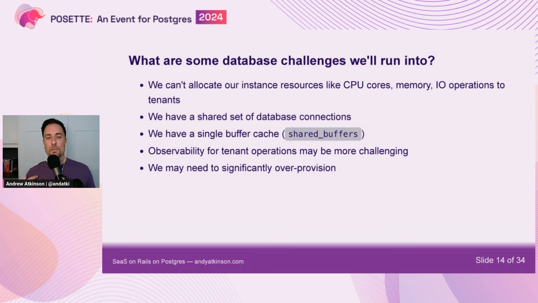So our observability for tenant operations might be more challenging because we're working within the single instance. We may also need to significantly over-provision our instance if we have really variable workloads between our tenants.